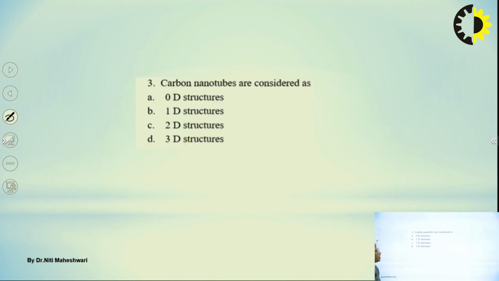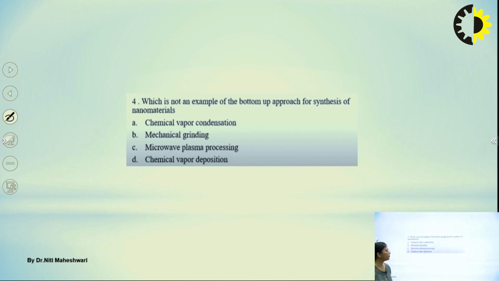Carbon nanotubes are considered as 0-dimension, 1-dimension, 2-dimension or 3-dimension structures? Carbon nanotubes are 1-dimension structures, because we break down only one dimension to the nano size. The other two dimensions are large enough. Which is not an example of the bottom-up approach for the synthesis of nanomaterials? The bottom-up approach starts from atoms and builds up large structures up to the nano size. In this case, mechanical grinding is the top-down approach.